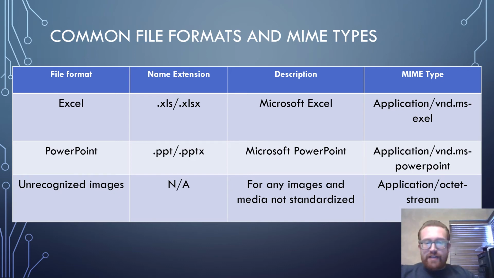The last one is unrecognized images. There is no file name extension because it might just be something. These are for any images and media that are not standardized, but it will have a MIME type application slash octet stream. These are for any new image files or image files that the computer may not recognize. Don't have to worry about that too much, but that's just in case it can't understand what it is.